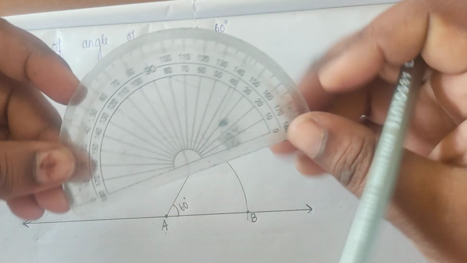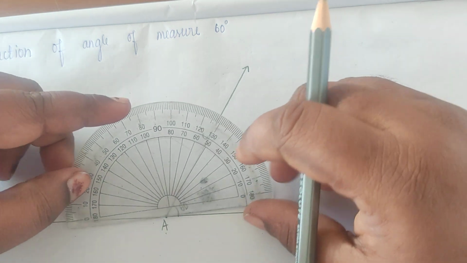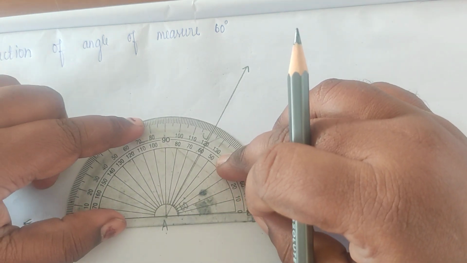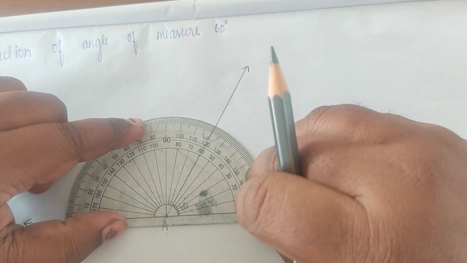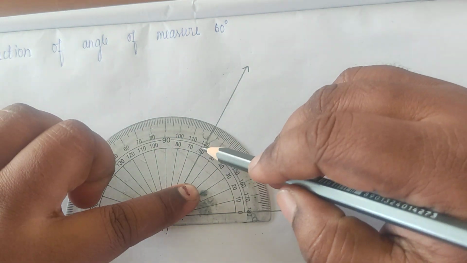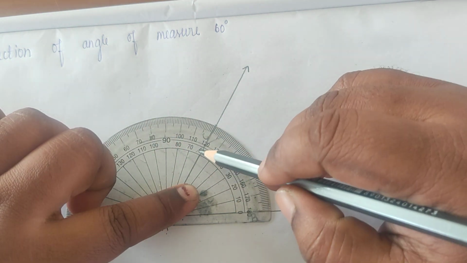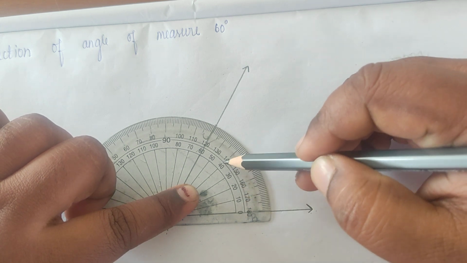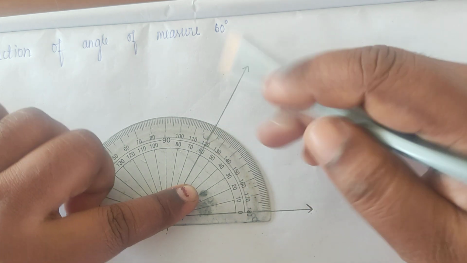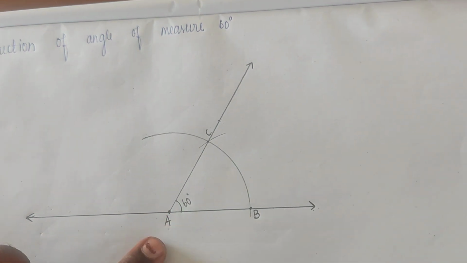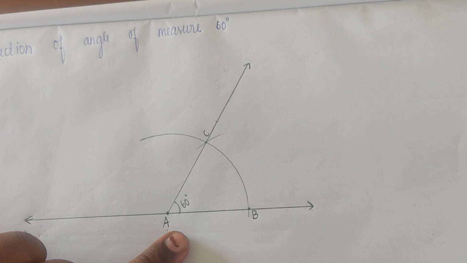So using a protractor, measure the angle. So this angle is 60 degree. This angle is 60 degree. So this one is 60 degree. So 0, 10, 20, 30, 40, 50, 60. So this drawing is correct. Okay, students, can you understand? Okay, good.